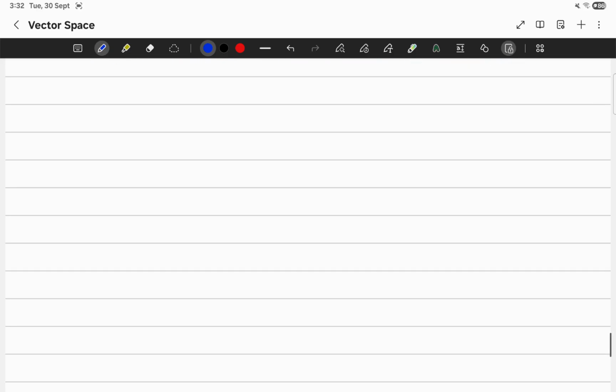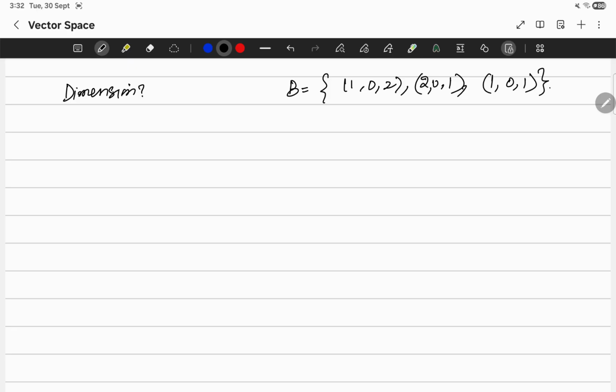For example, you will face the question: find the dimension of the vectors B, given that (1, 0, 2), (2, 0, 1) and (1, 0, 1). They are asking you what is the dimension. So I want to note here that the dimension of this vector space is actually the dimension of the linear span of this B.